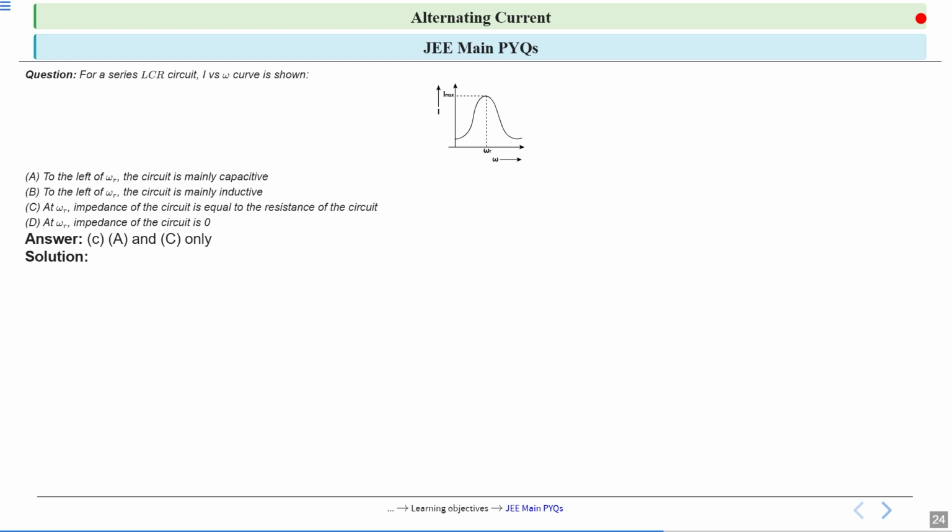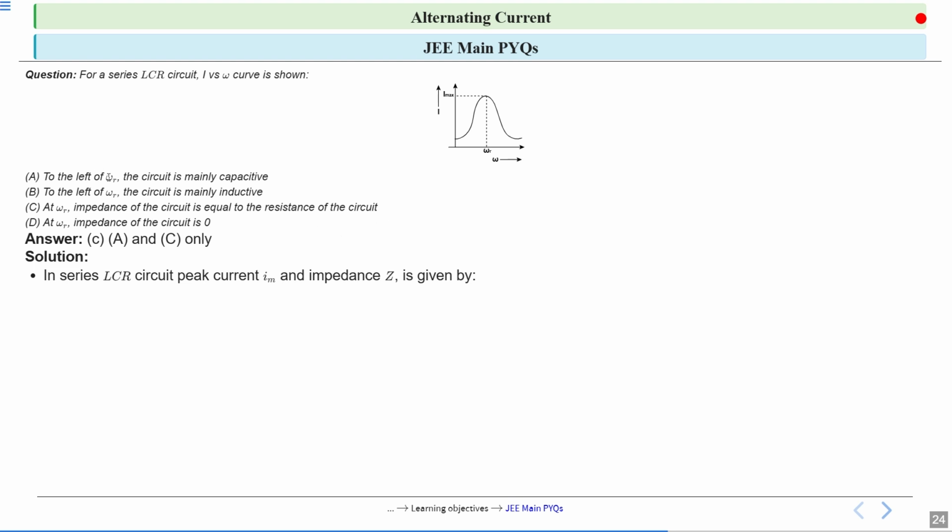So let's see the solution. C option is correct. Statement A and C only. So these two statements are correct. We know that you can see the graph. This is the graph for resonance. This omega R is resonant frequency at which current is maximum in the circuit. And when current is maximum means impedance is equal to resistance of the circuit. And XC is equal to XL. So this C statement is correct. At omega R, impedance of the circuit is equal to the resistance of the circuit.